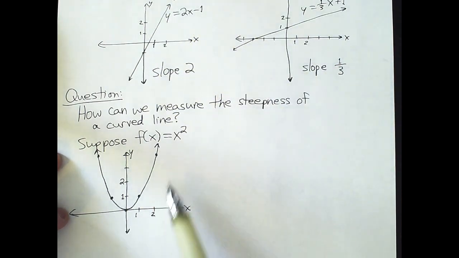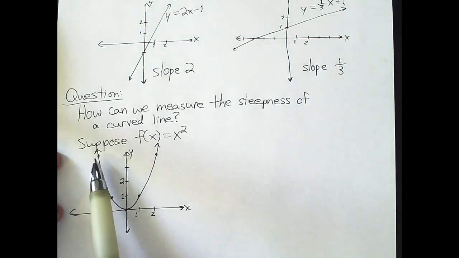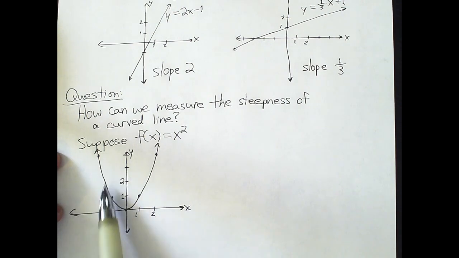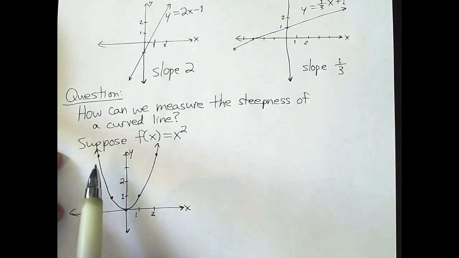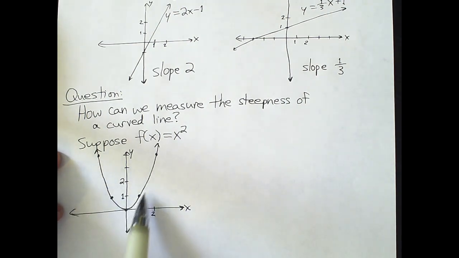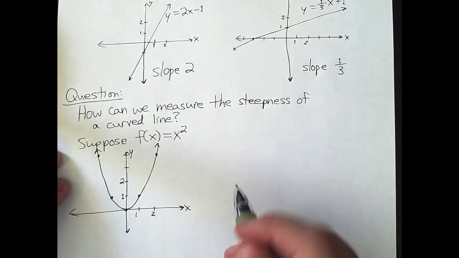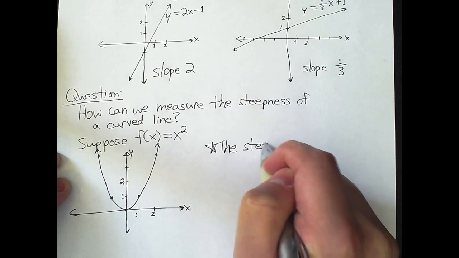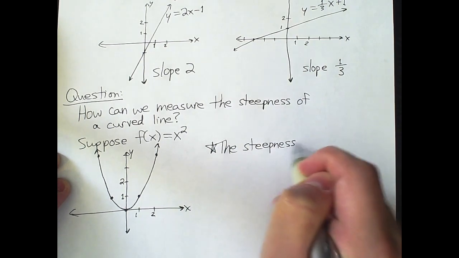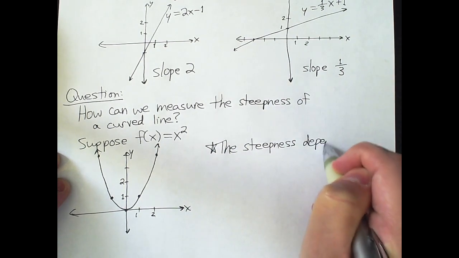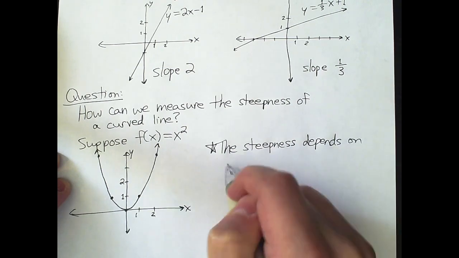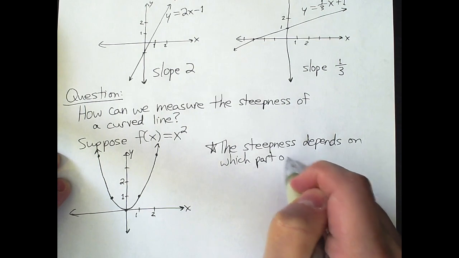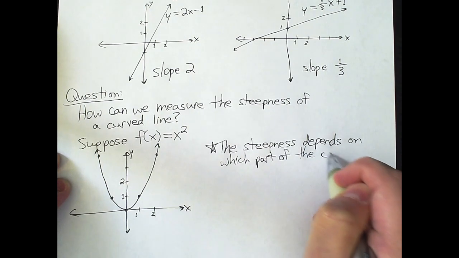But the curved line seems like if we were to do something like slope or measure how steep the curve is, it kind of depends what part of the curve we look at. At some parts of this curve, it's going downward. At some parts of this curve, it's going upward. So let's say that the steepness depends on which part of the curve we look at.